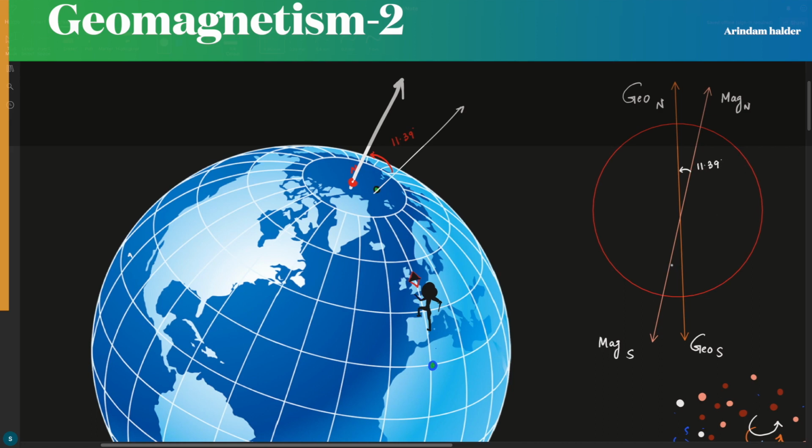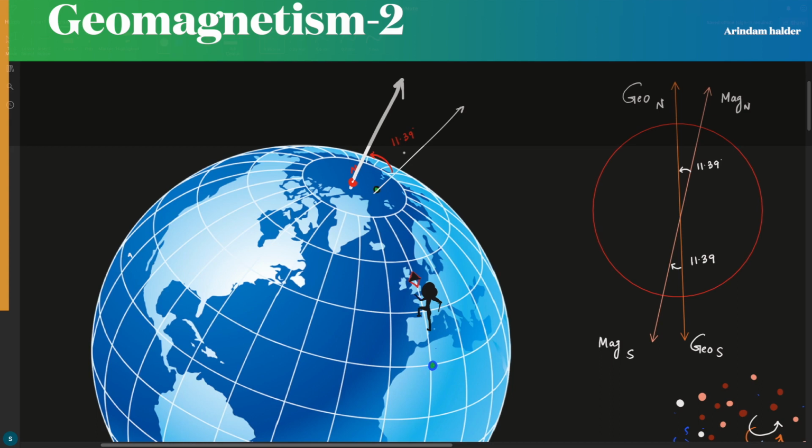Okay, so this angle will also be 11.39 degrees, as you can see, right? So at the end of the day, if you want to reach the geographic North Pole, you'll be able to reach over here, which is not actually the geographic North Pole but the magnetic North Pole, right? So what is the exact way we can reach the geographic North Pole, right?